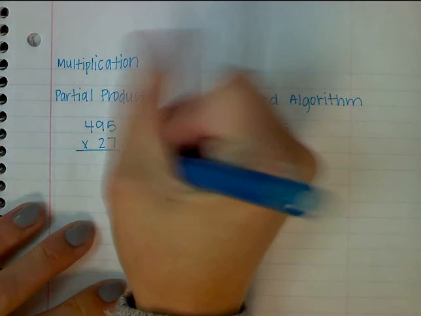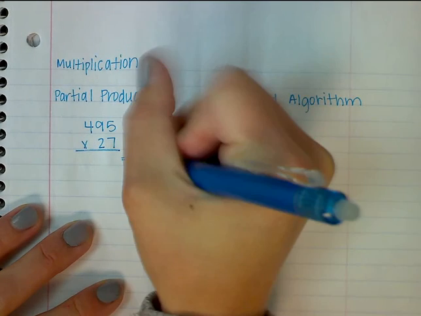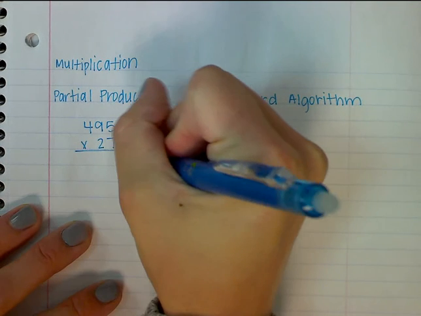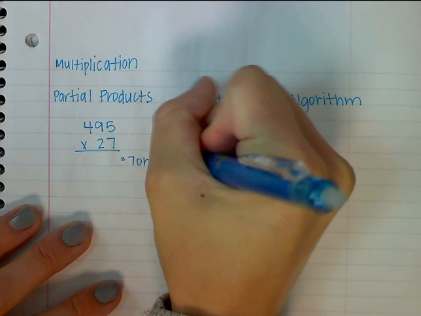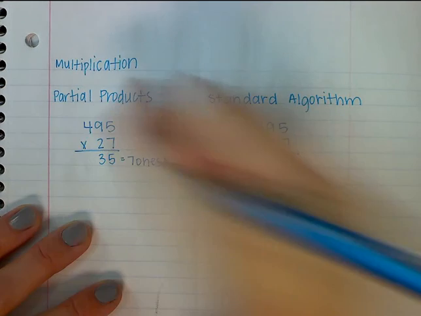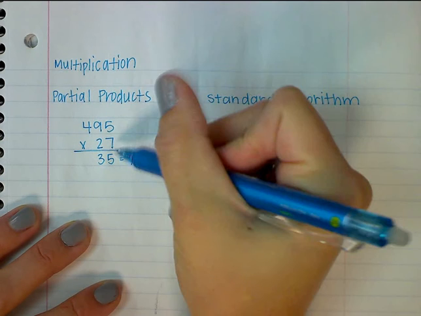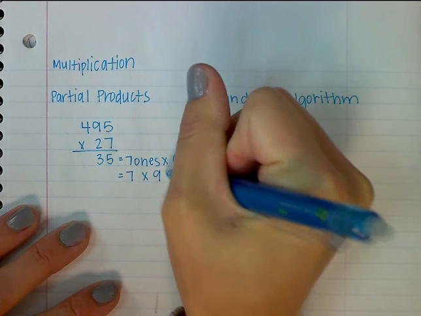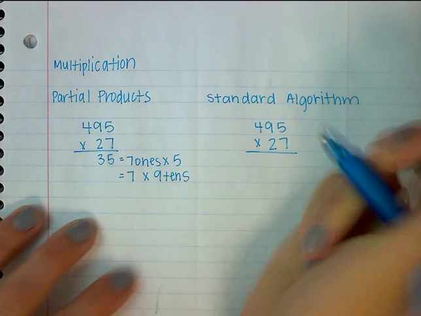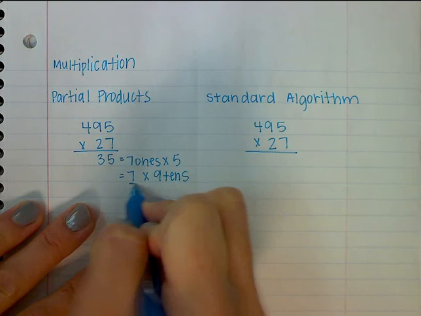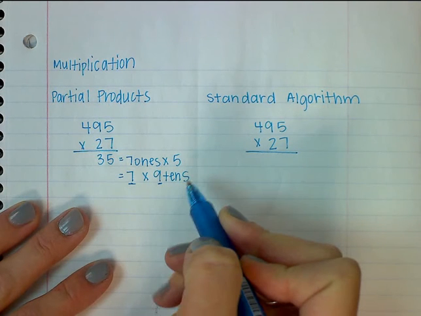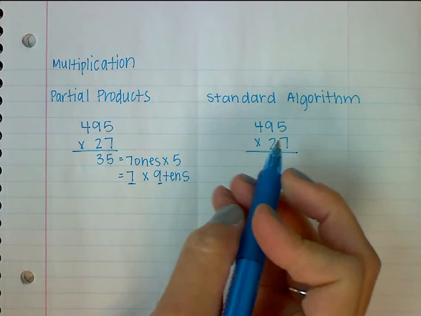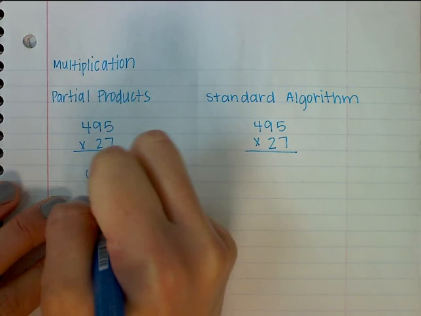So the first one that I'm going to do is the 7 ones times the 5 ones. And that's 35. Then I'm going to do 7 ones times 9 tens. And 7 times 9 is 63, but then since it's 9 tens, I'm going to move everything over one place to the left. So it's going to be 630.